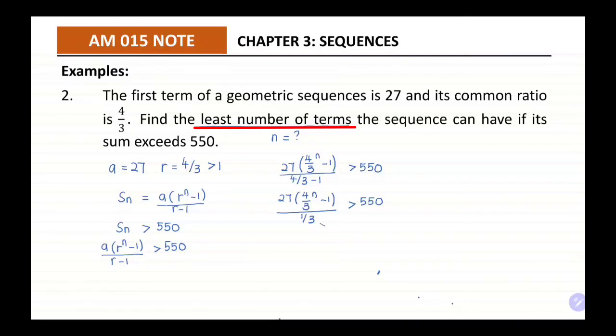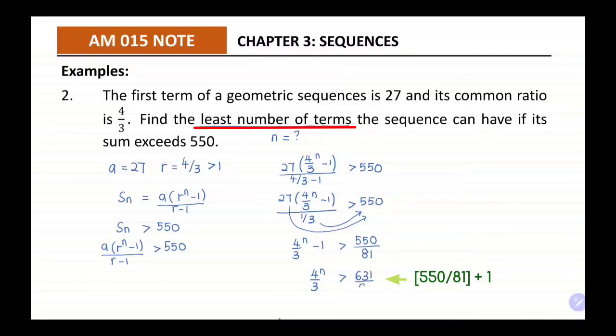So we solve again. Then we get 1 over 3 times 550, and divide by 27. So we get 4 over 3 power of n minus 1 greater than 550 divided by 81. Then we add 1, so we get 4 over 3 power of n greater than 631 over 81.